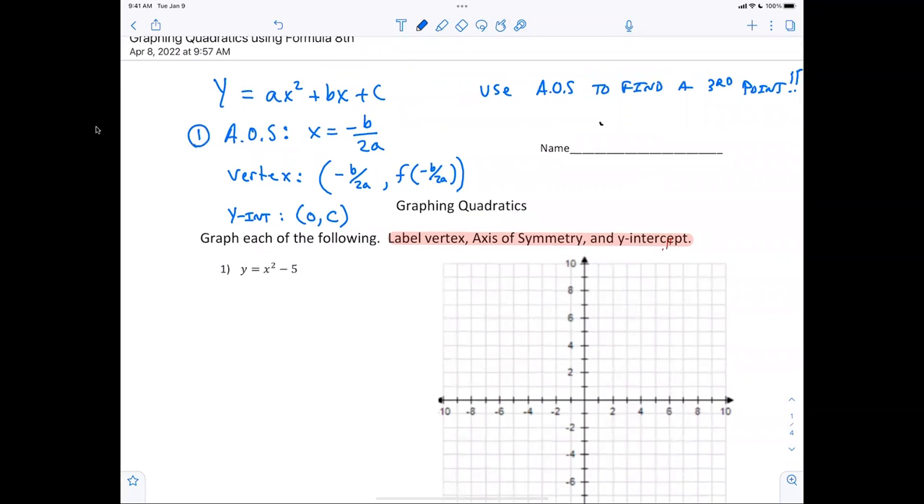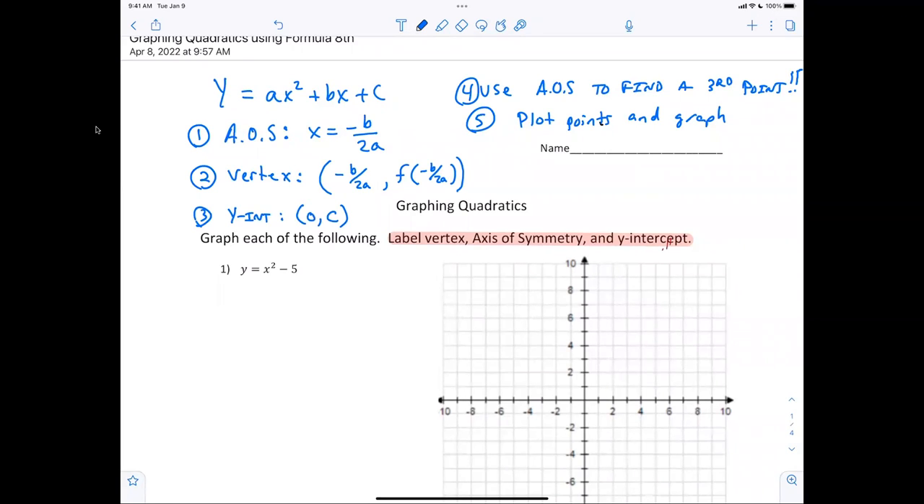So this would be step number 1, step number 2, step number 3, step number 4, and then step number 5 is just plot the points and graph. It seems a little lengthy, but I promise you it's super duper easy.